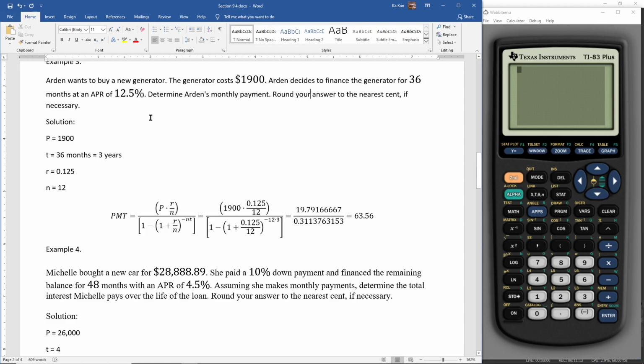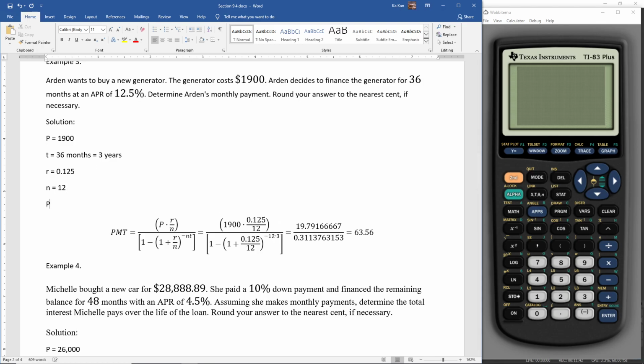So first of all, let me type up the information. The principal is $1,900. That's how much it costs. What's the time? 36 months. Now remember, time has to be in terms of years. So that's 3 years. What's the interest rate? 12.5%. That's 0.125. And it's 12 because he's making a monthly payment, right? If it's an annual payment, it's 1. Monthly payment, 12.